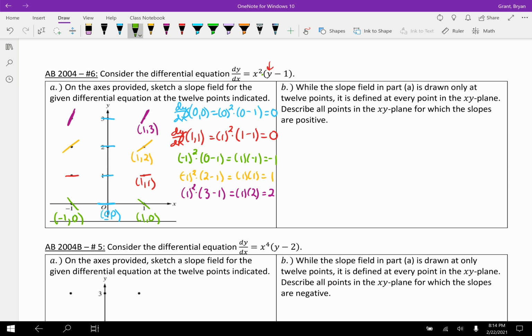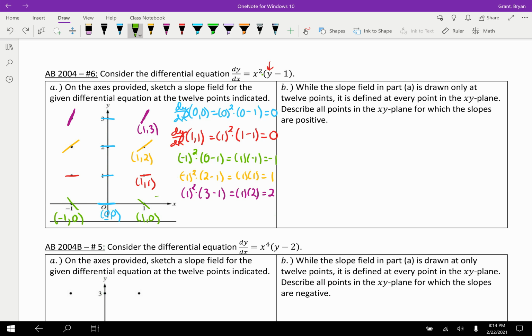Great. Part B, last part for today, and then you guys get the practice. While the slope field in Part A is drawn at only 12 points, it is defined at every point on the xy plane. So I think what that means then is that you could extend this axis out and there would be lots of little slopes all the way through. Our goal is to explain where all the points are for which the slopes are positive.